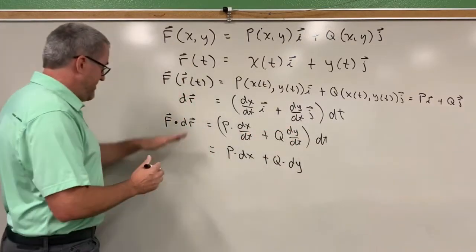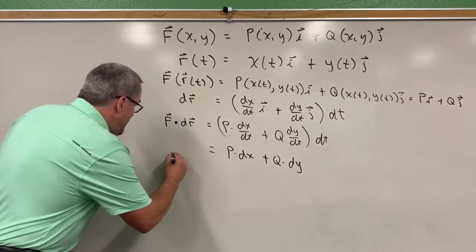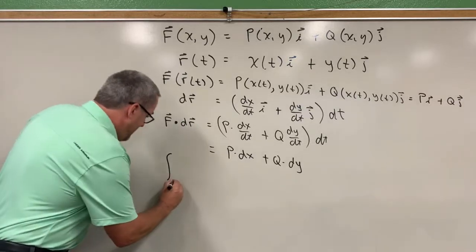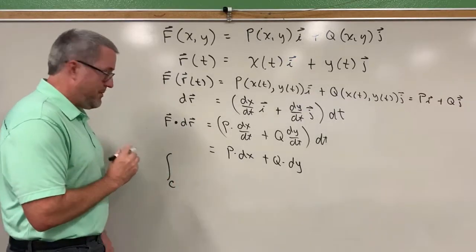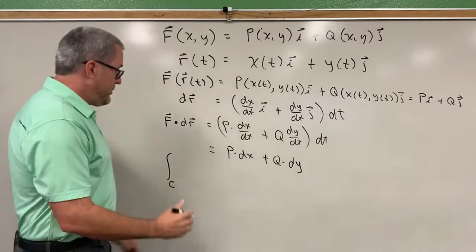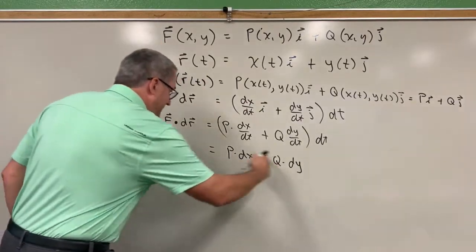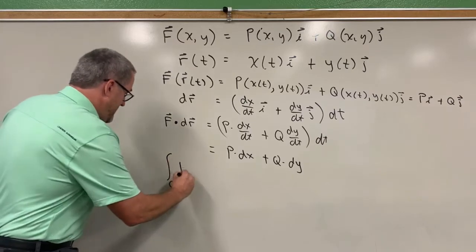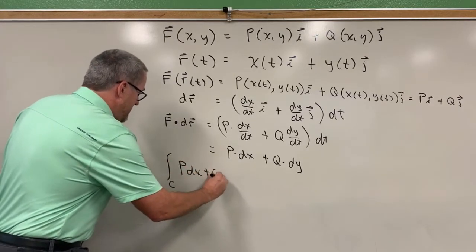Now wait, there's still one more step though. Once we have this dot product, we need to sum up along that curve C from whatever interval from A to B, whatever that limitation will be in a particular case. We're now going to integrate that dot product, P dx plus Q dy.